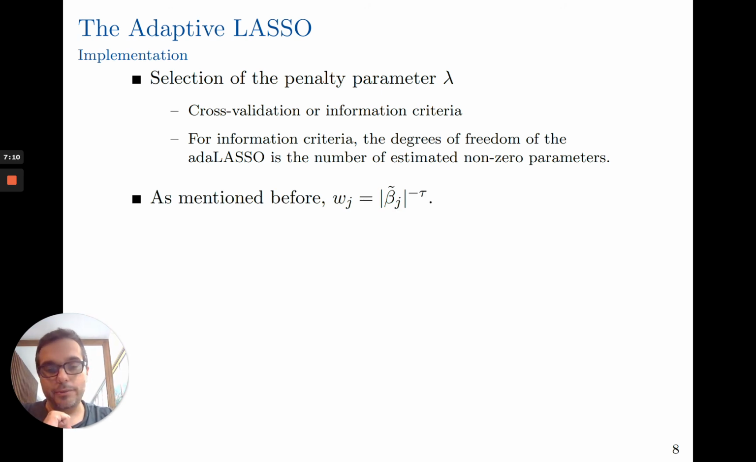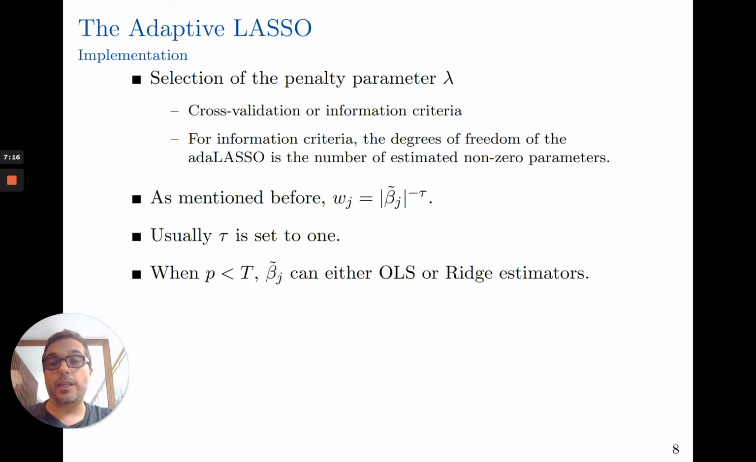Okay, how to select the W's? Tau is usually set to 1. With P less than T, we can use either OLS or ridge, because with P less than T, OLS will be consistent, and again, depending on the value of lambda, ridge will be consistent. So this will be very informative about which variables are relevant and which are not. So it's basically a done deal. We don't have to bother about the W. We don't have a closed formula, but we have a very good solution that will satisfy all the restrictions we need to make the adaptive lasso work.